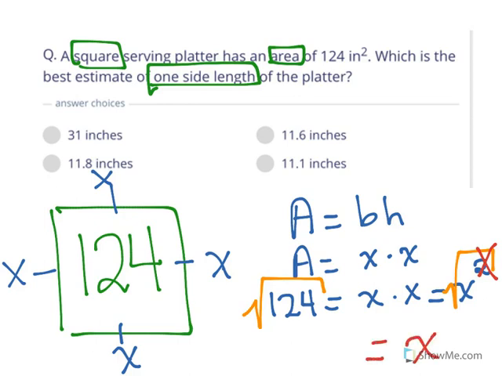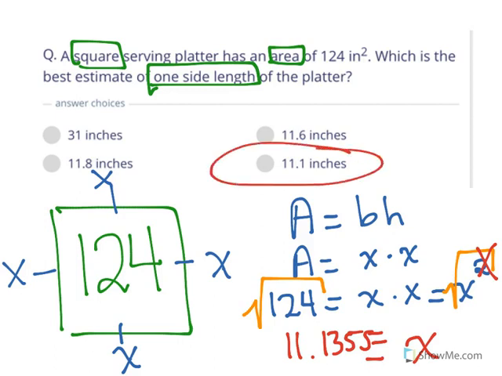And the square root of 124 is 11.1355. So I look at my answer choices and I have 11.1. That is my answer. Okay, so anytime you hear the word square, keep in mind square roots. That's one thing that goes together. Okay, off to number two.